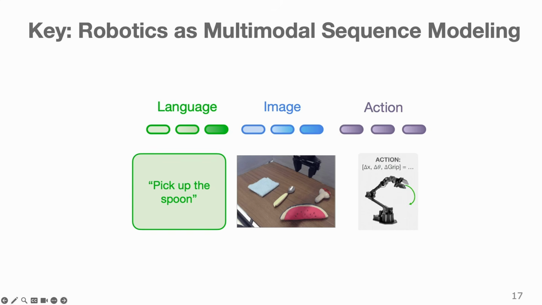And this has many benefits because we now have language tokens, image tokens, and action tokens, so we can also leverage many of the advances that have been made in NLP and vision in general multimodal sequence modeling, from non-robotic domains into the robotic domain.